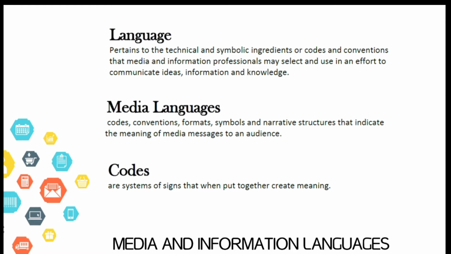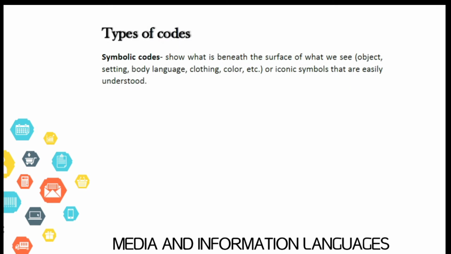So, we do have three types of codes. First, you do have the symbolic codes. These are the codes which show what is beneath the surface of what we see. So it is either an object, setting, body language, clothing, color, or iconic symbols that are easily understood.